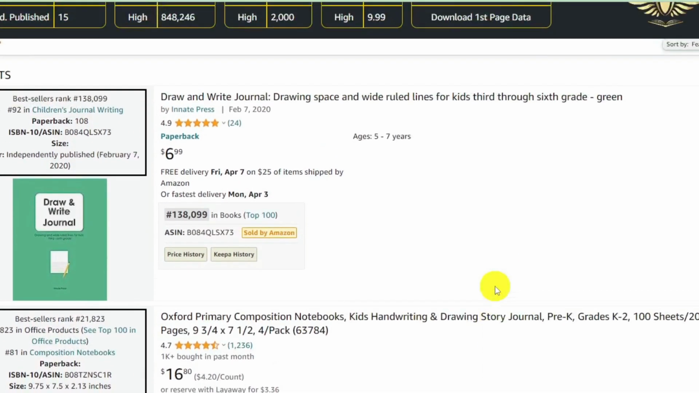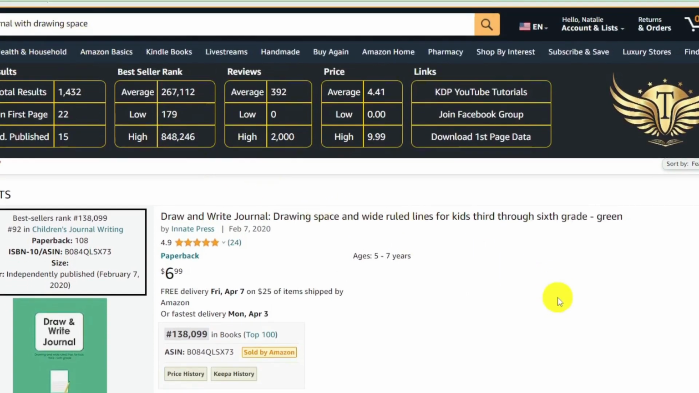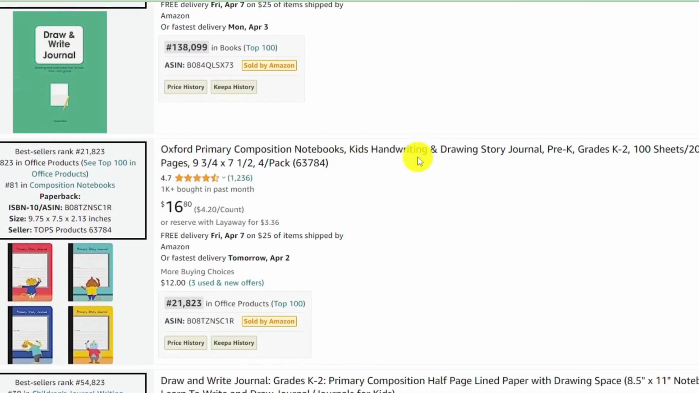Now let's just have a think about what our kids journal with drawing space might be about. Looking on the first page, we know that this keyword is draw and write journal, and their selling points are its wide ruled lines for kids, 3rd through 6th grade. So obviously this is aimed at the American market. We're on the .com anyway. And they've used the colour green. I guess maybe some people might want a green book. So that's what they're going for.